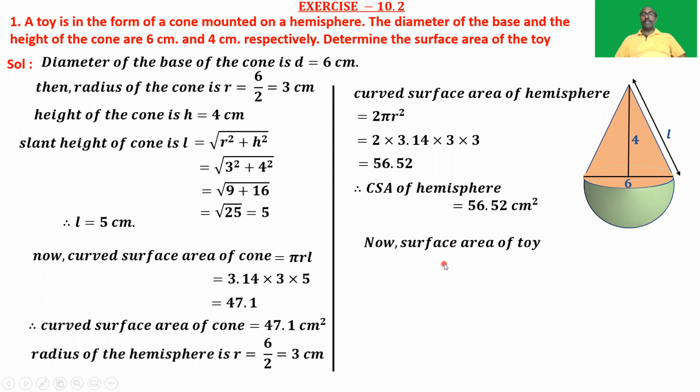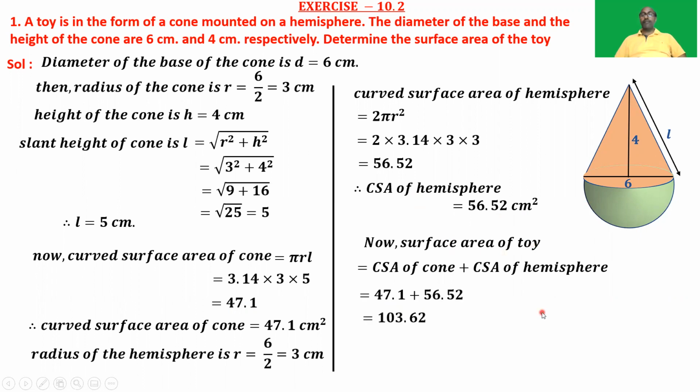Now the surface area of the given toy is equal to the curved surface area of the cone plus the curved surface area of the hemisphere. So we got the curved surface area of the cone as 47.1 and the CSA of the hemisphere as 56.52. By adding them, we get 103.62 centimeters square. So the surface area of the toy is 103.62 centimeter square. Okay. So take another problem.